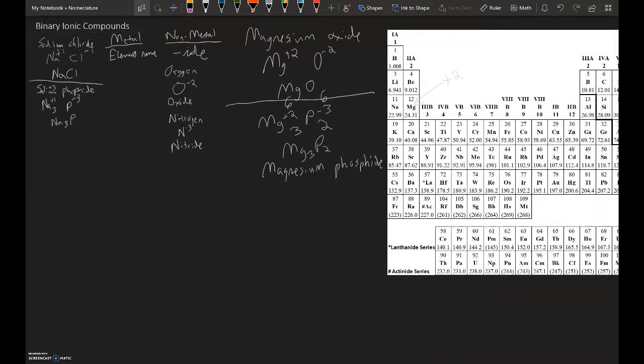So it's important that you understand why we focus on the charges. The charges are there to help us balance the formulas out, so that way you have a neutral compound in the end. The metal is named using its element name, and for the nonmetal, you use the name of the element, but you change the ending to IDE.